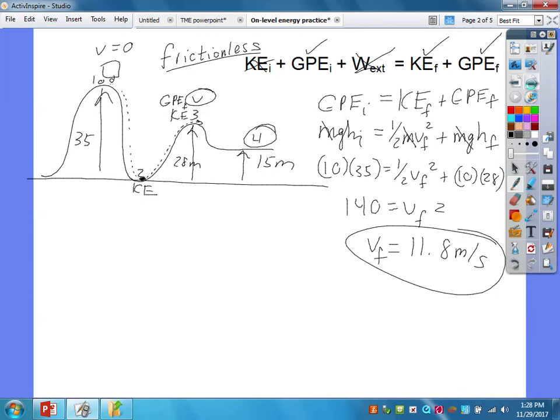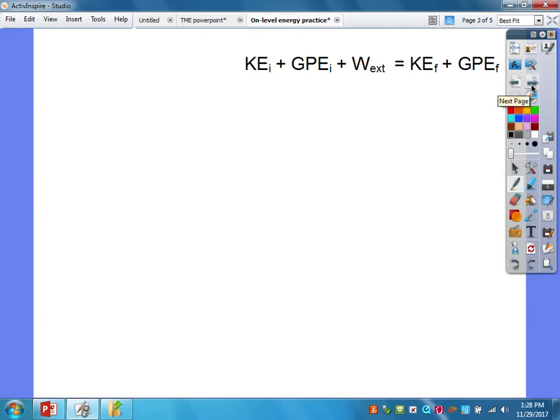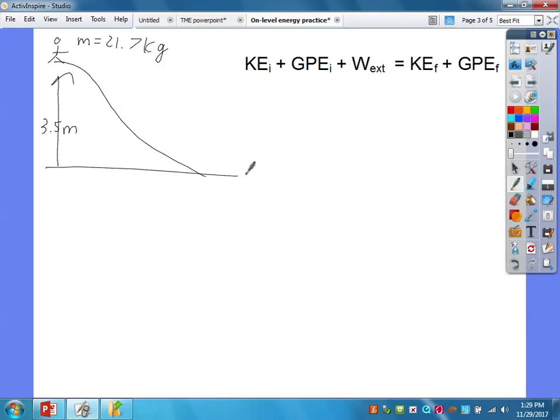All right, last question. One more question. This last question is stating that I have a child on a slide that's mass of 21.7 kilograms. They're on a 3.5 meter high slide. Okay? And when they reach the bottom, they have a velocity of 2.2 meters per second. So it's already giving you information for gravitational at the top and kinetic at the bottom. The question is saying how much thermal energy is lost.